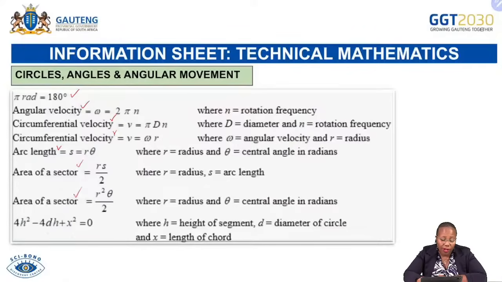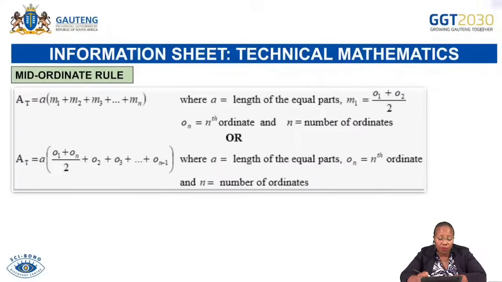And then now we have this formula here, where h is the height of the segment, the diameter, and the length. It depends on the question what you need to calculate there. Then this is the formula that you may use for those 3 conditions. And then we have a formula for the mid-ordinate rule. And then this is for the irregular shape, the area of the irregular shape. So that is your first one and the second formula.